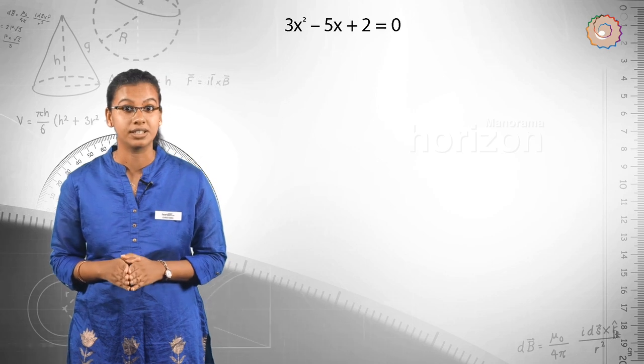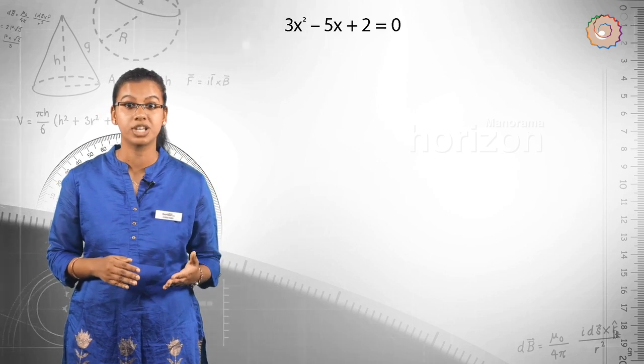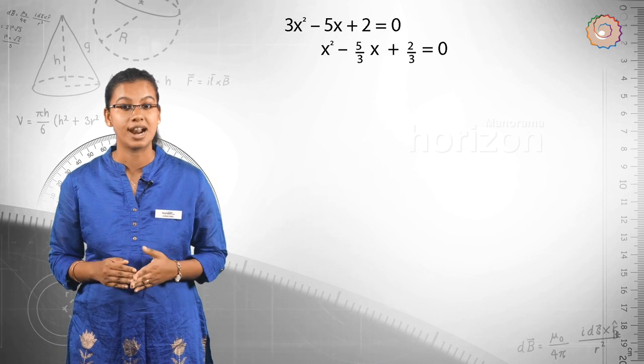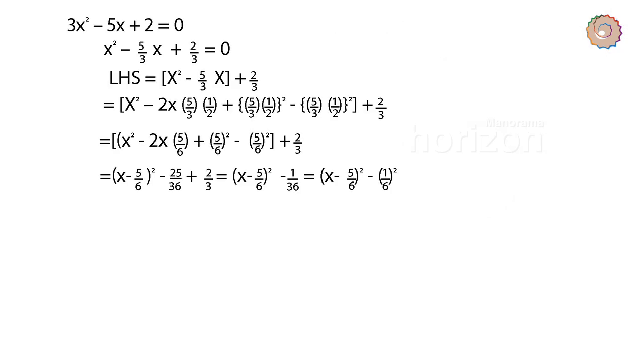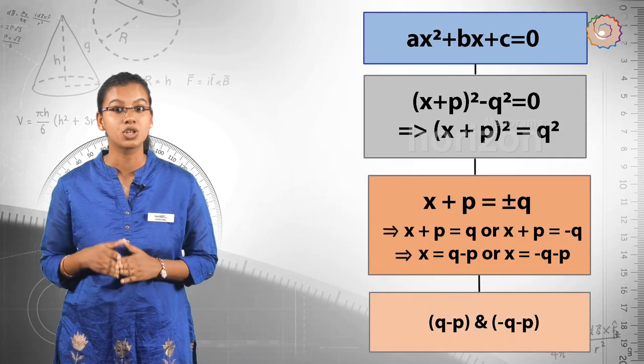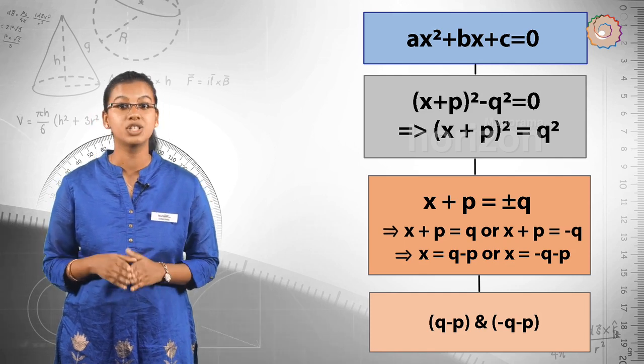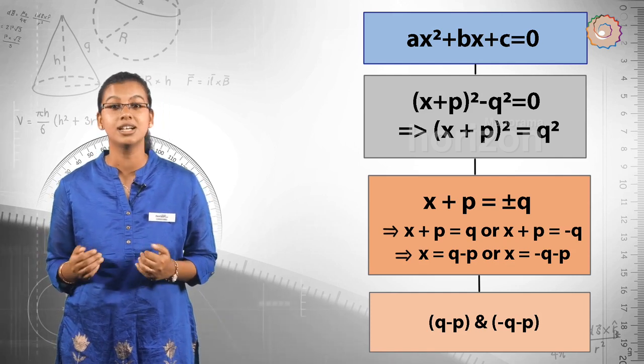An alternate method to get the complete square equation is to make the coefficient of x square as 1 and then follow the same steps. We get the quadratic equation as (x minus 5 by 6) whole square minus (1 by 6) whole square equal to 0. Solving this, we will get the same solution. So we can conclude that we can solve a quadratic equation by completing the square and then solving it just by taking the square root.